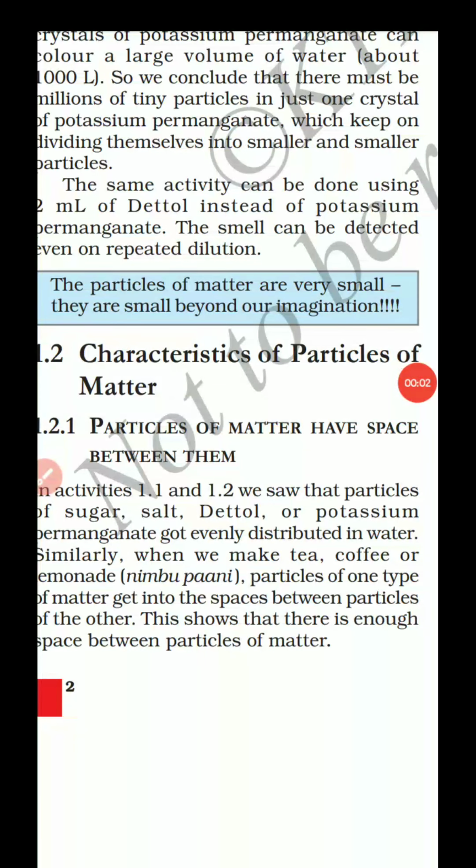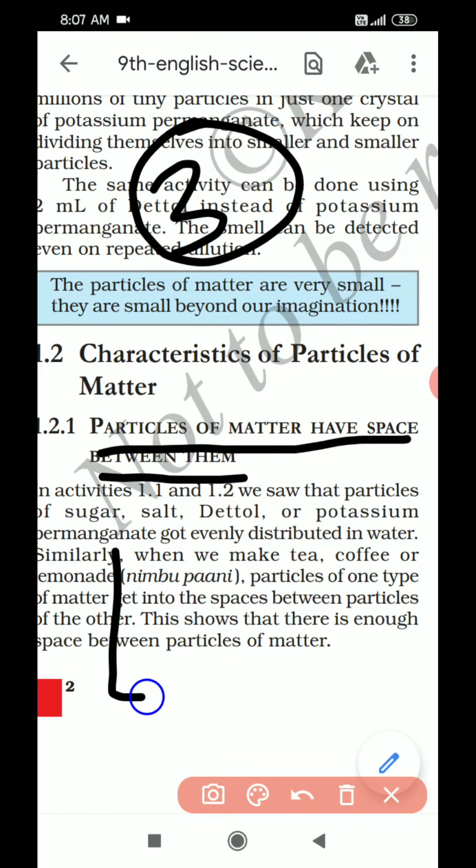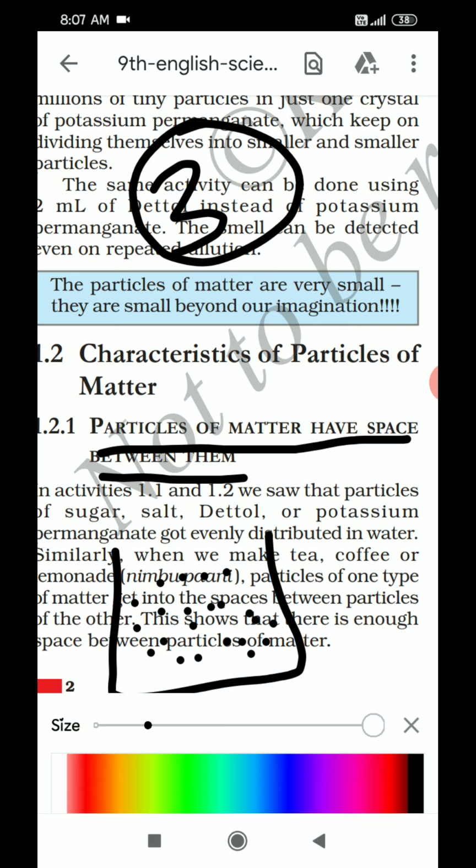Next we have characteristics of particles of matter. We have three characteristics of particles of matter. One is that particles of matter have some space between them. As I said, matter is made up of some tiny particles. So each particle will have some specific space between them. Correct? They have some space between each particle.